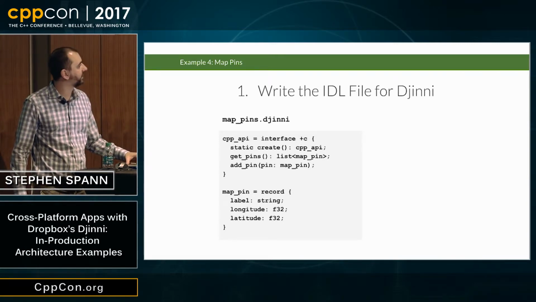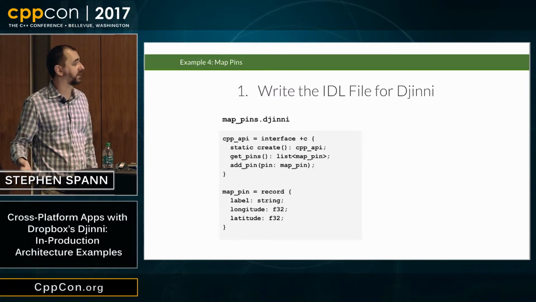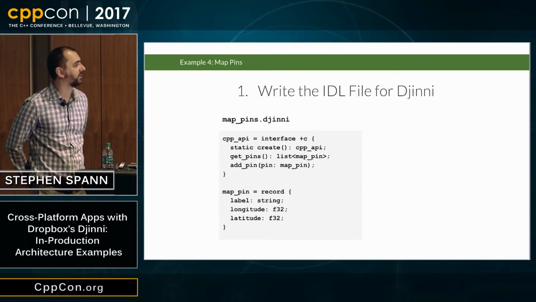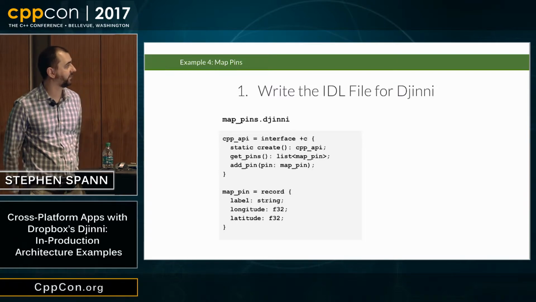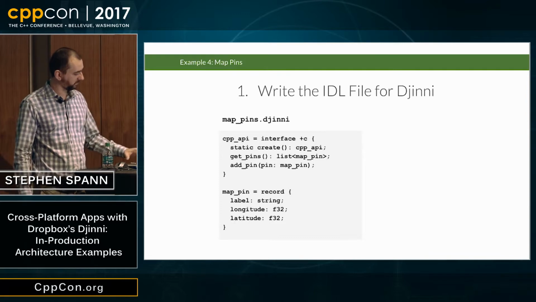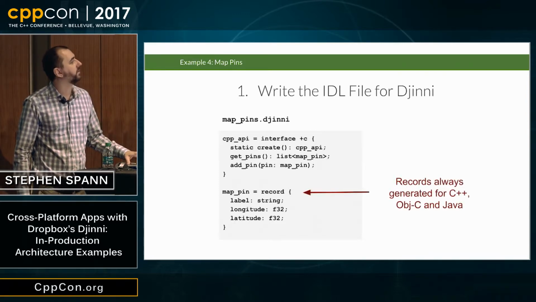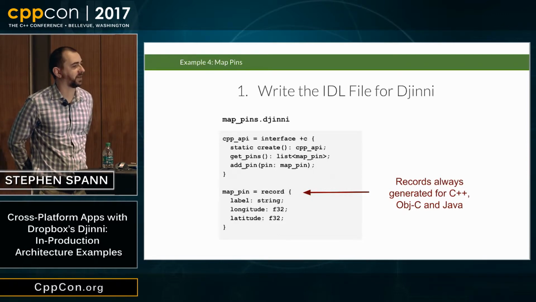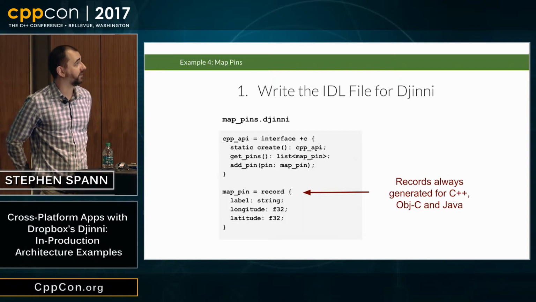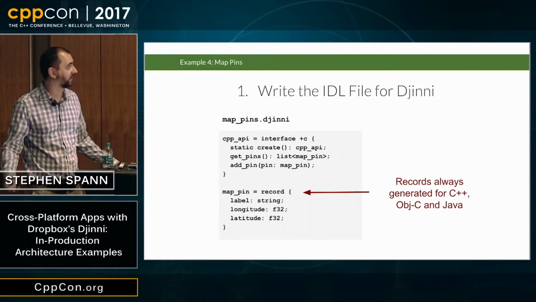So down below is something we haven't seen yet. This is one of Djinni's other types, which is a record. It's basically just a list of values, names and their types. So for a map pin, we have a label, longitude, and latitude. For the record, we didn't have to specify what language, because no matter which method we call above, getPins or addPin, we're going to need the record in all languages: Objective-C, Java, and C++.